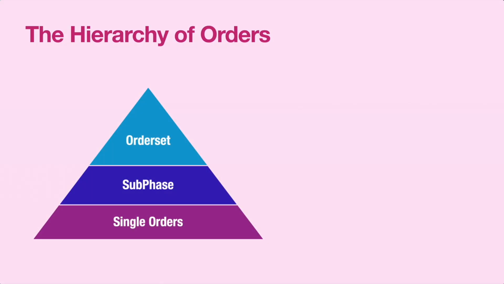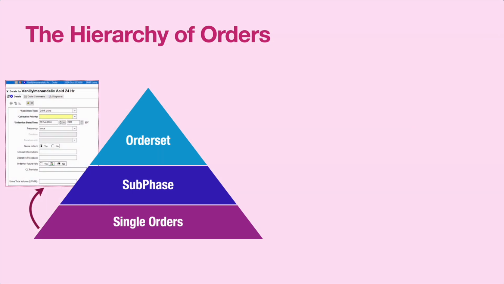On a lighter note, let's talk a little bit of the hierarchy of orders. There are thousands of orders in the system, and these can be combined to create subphases, and then subphases and single orders are combined to create order sets. Here's an example of a single order. Phenylmandelic acid in a 24-hour urine sample.